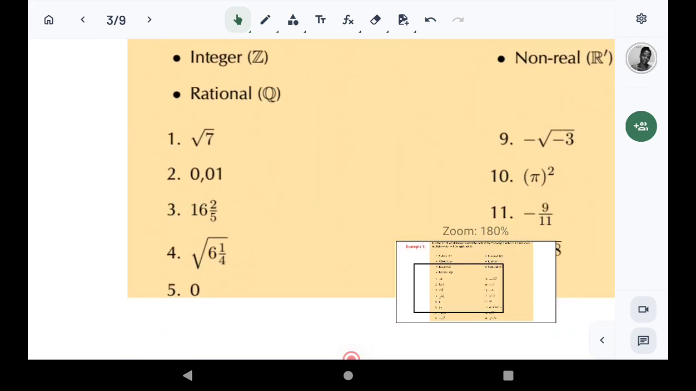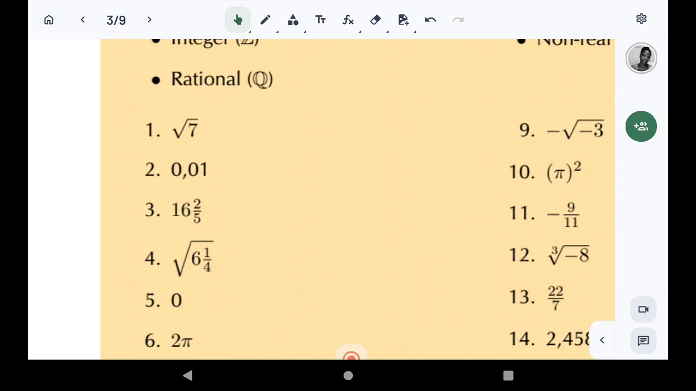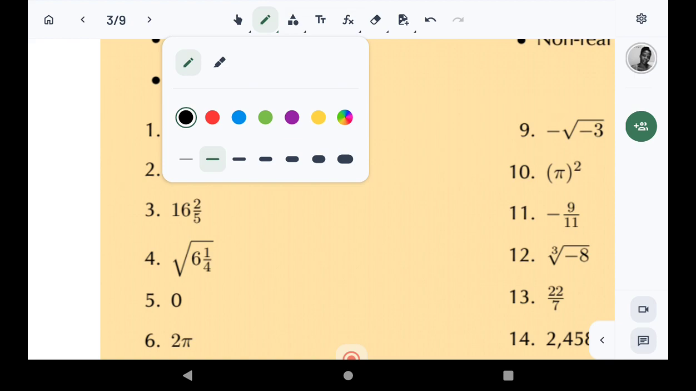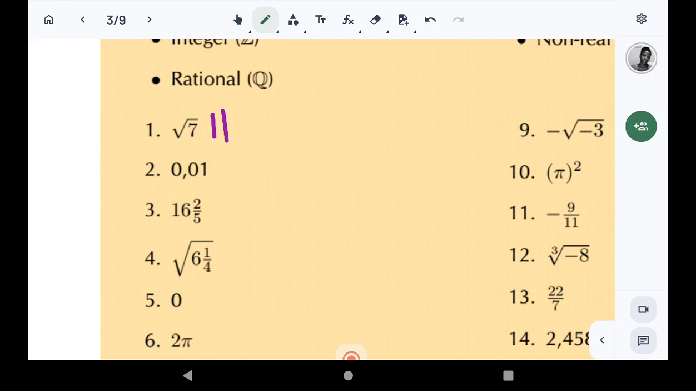All right, the first one is the square root of 7. 7 is a real number. The square root of a real number, you can find that in your calculator. So that is a real number. It's real. But it is irrational because it is a square root of an imperfect square. So that's where it ends: irrational.